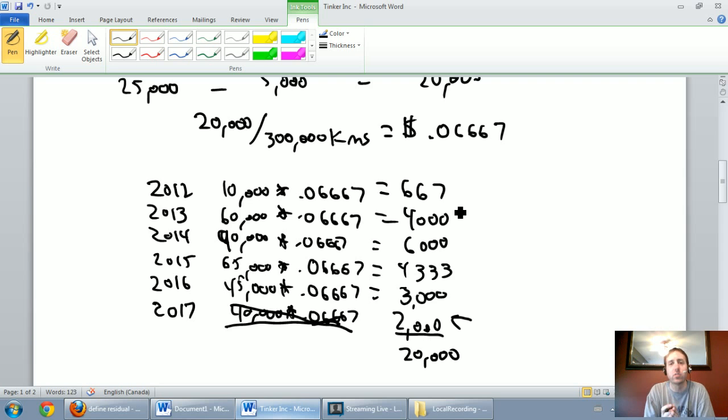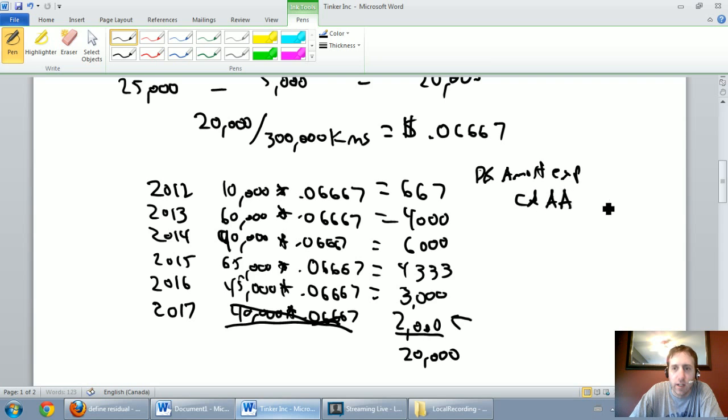Again, I don't want you to lose sight of the fact that these lead to journal entries, right? So in 2012, my fiscal year end, I'm going to debit amortization expense and credit accumulated amortization for 667. And I always find my students lose sight of the fact that there's journal entries tied to all of this work. Don't lose sight of that. That's the amortization entry. That's all for this video. Our next video, we look at double declining balance method of amortization.